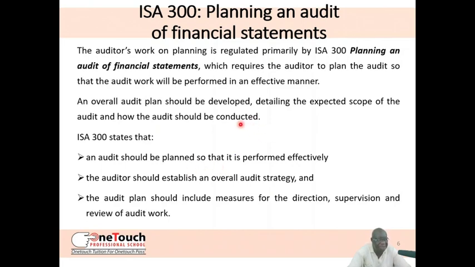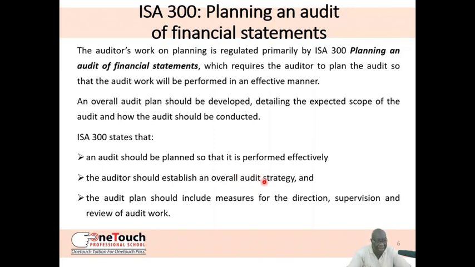The audit strategy is the broader framework within which the audit plans are deduced. So ISA 300 is saying that an audit should be planned so that it is performed effectively. Plan the audit in such a way that the work will be done what? Effectively. The auditor should establish an overall audit strategy. Already we discussed that. The audit strategy is the means by which the auditor, one of the strategies he adopts, can be risk-based, it can be position statement, or it can be tentative procedure.